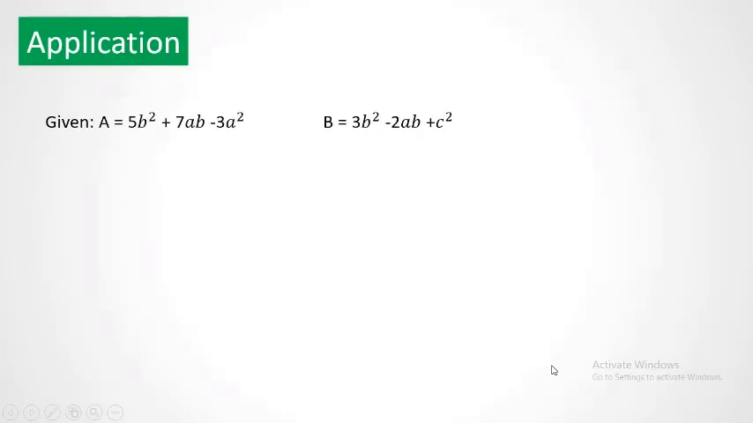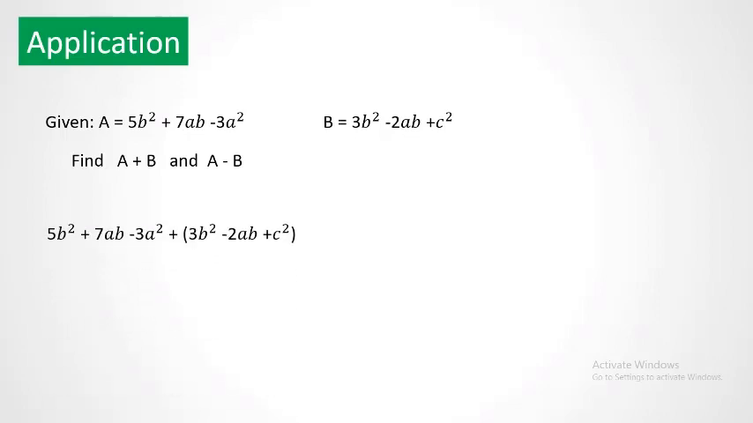Application. Given A equal to 5b squared plus 7ab minus 3a squared, and B is equal to 3b squared minus 2ab plus c squared. Find A plus B and A minus B. You can pause your video to solve, then check your answer.